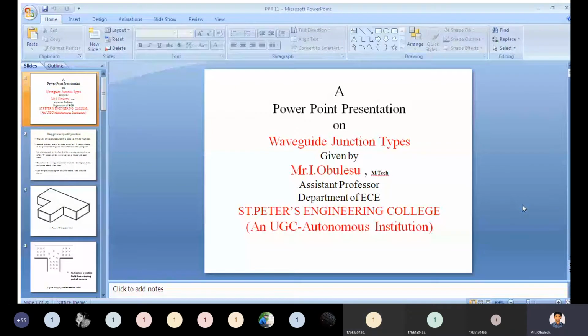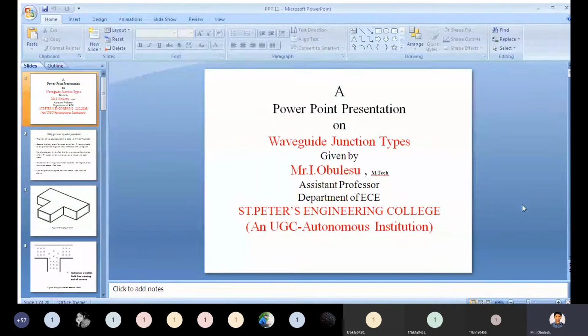Next, the H type T junction. The H type waveguide junction gains its name because the top of the T junction is parallel to the plane of the magnetic field, which is the H line in the waveguide. If we are discussing the magnetic field, that is the H line in the waveguide.